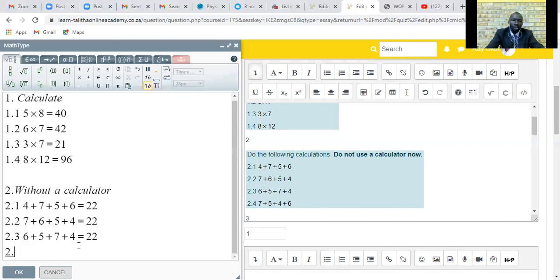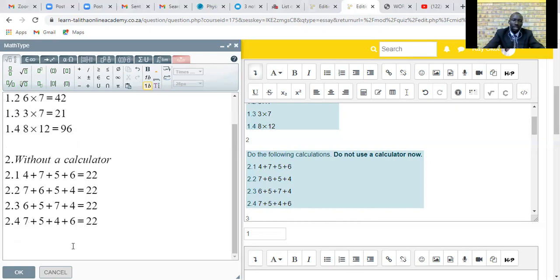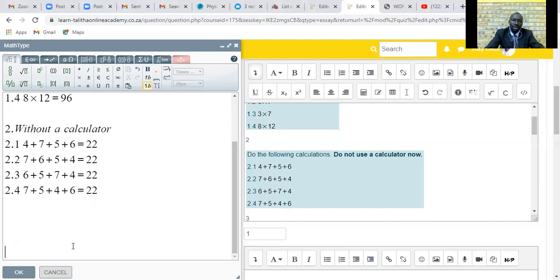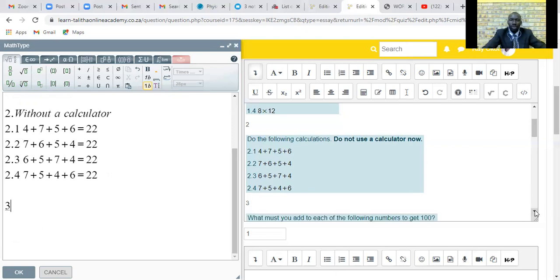Then in the next question, which is 2.4, we have to calculate the value of 7 added to 5, then added to 4, added to 6. What do we get here? Notice that 7 added to 5 is 12. 12 plus 4, 16. 16 plus 6 is 22. That's how we would handle question 2. Then question 3. What are we supposed to do in question 3?